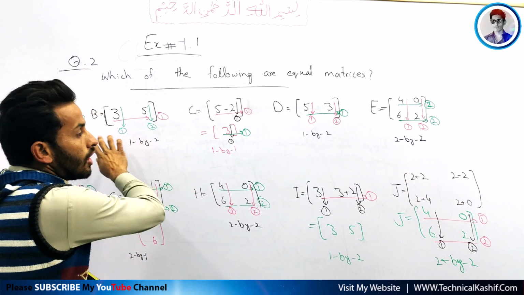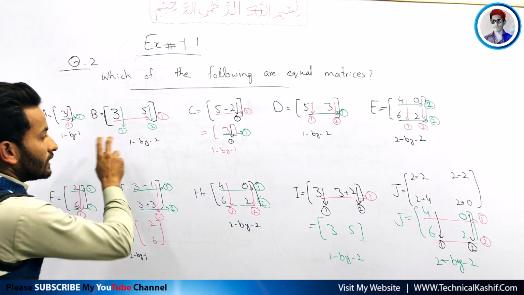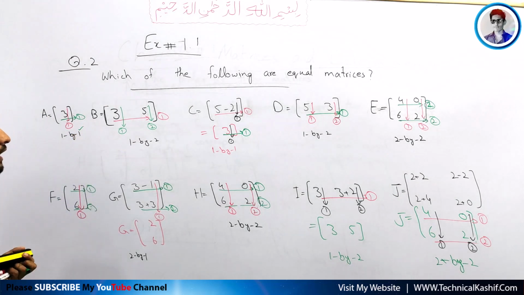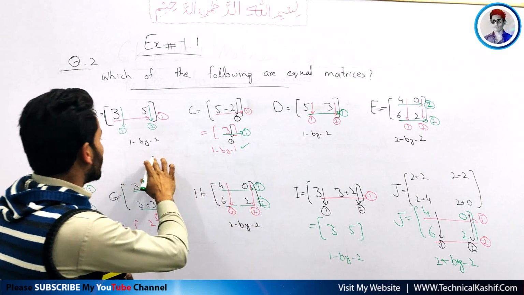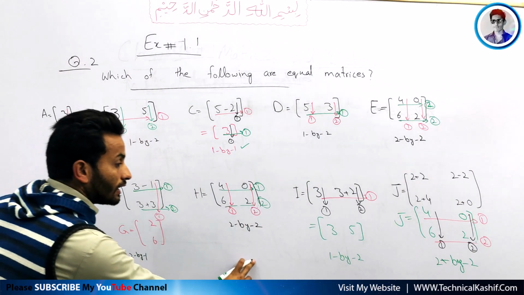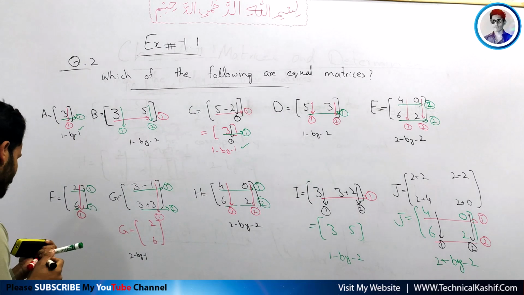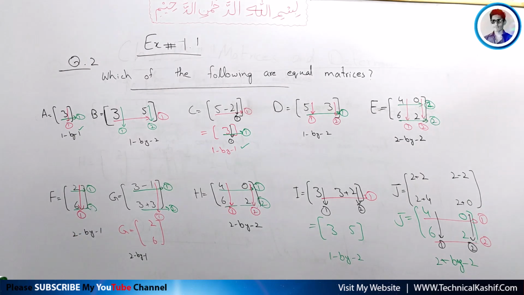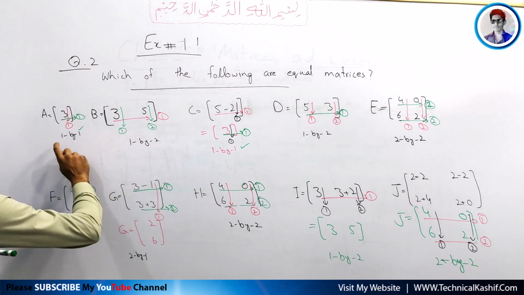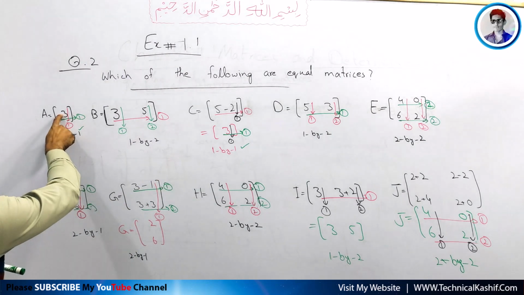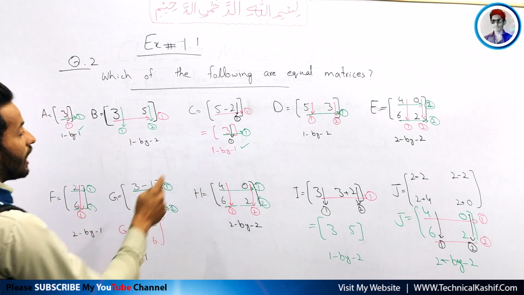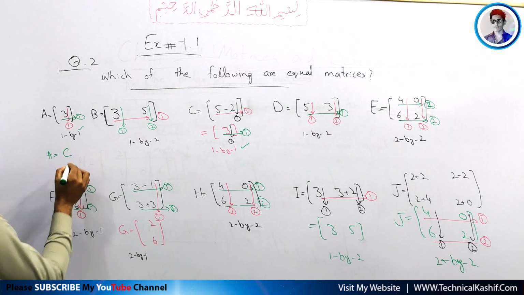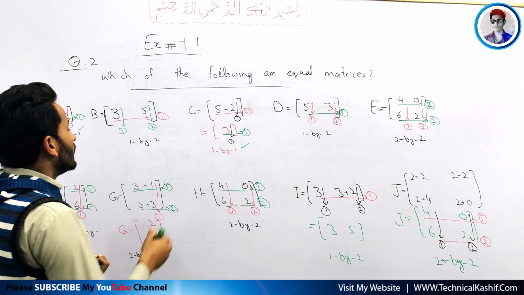Now we have to see the order of these matrices. First, see the 1 by 1 order. The first one is 1 by 1 order. Next, this one is also 1 by 1 order. We have no other with 1 by 1 order. This matrix has order 2 by 1. So we have two matrices of order 1 by 1, which have single entry 3 and this also has 3. So matrix A is equal to matrix C. These two are equal matrices.